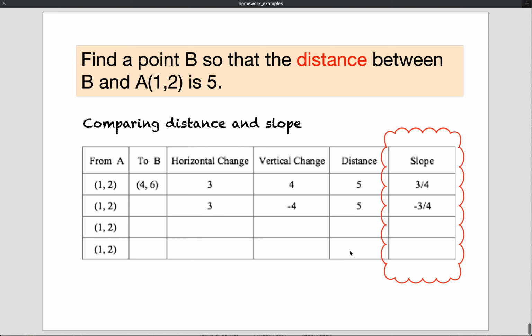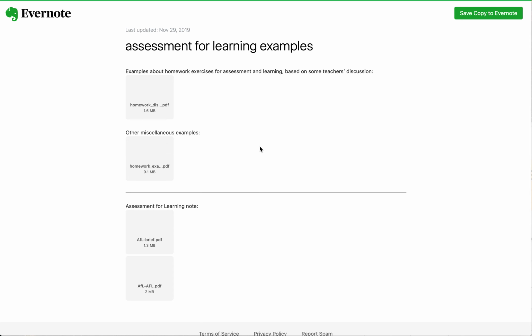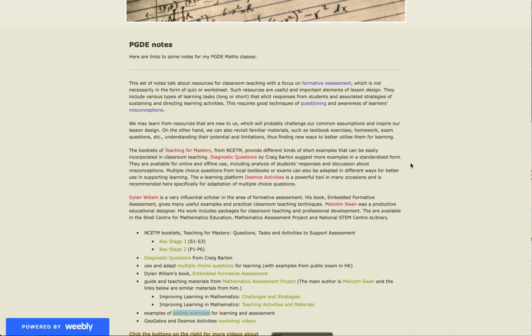So this is a set of examples I'd like to share with you. Right? So you can look for more examples, maybe in other files I provided on my notes homepage.